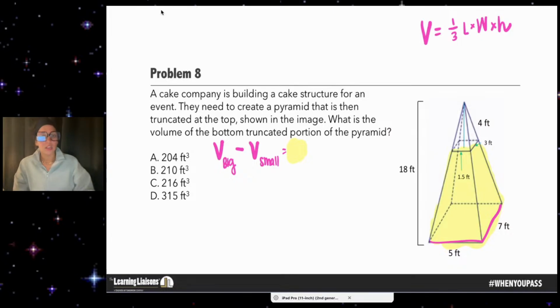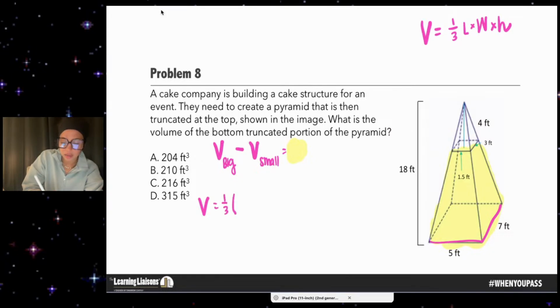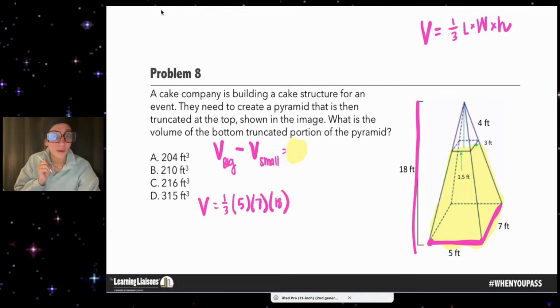So volume of the big pyramid equals 1/3 times length 5, width 7, height 18. That was pretty straightforward. So 1/3 times 7 times 5 is 35, times 18. I'm going to pull out my calculator now.